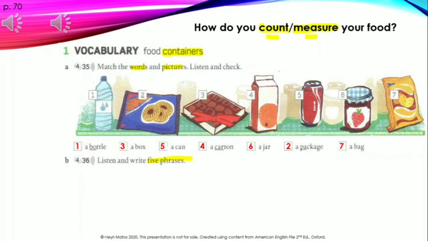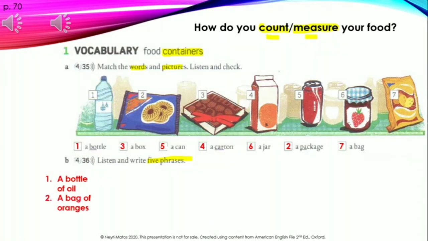So let's check. Let's see if everything is correct. So number 1 in this listening is a bottle of oil, right? So this is only one thing that we can put in a bottle, right? We have many liquids to put in a bottle. This is just one example.